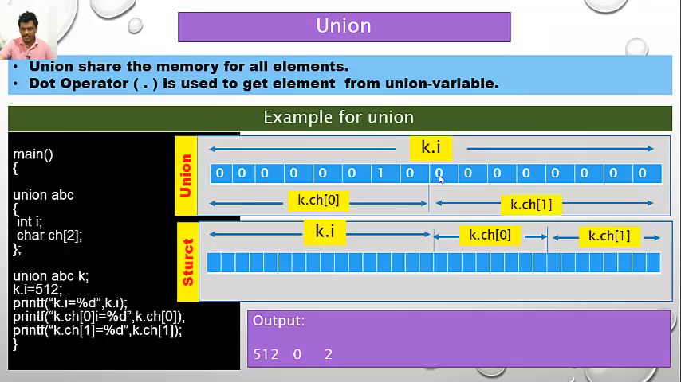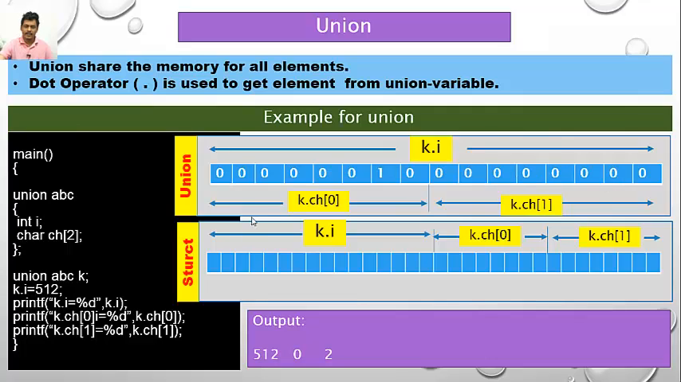For k.ch[1], the 8 bits are all 0, so the equivalent decimal is also 0. But it displays 0 and then 2. In k.ch[0], the decimal equivalent is 2. In k.ch[1], the decimal equivalent is 0. But it displays k.i as 512. In k.ch[0] it displays only 0, then k.ch[1] shows 2. It swaps that. That is the ch[1] location value.